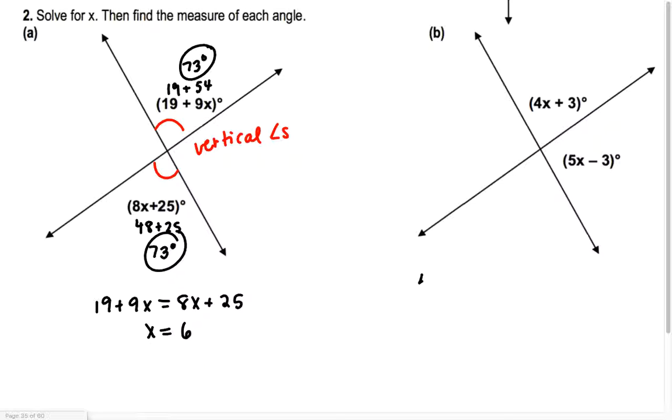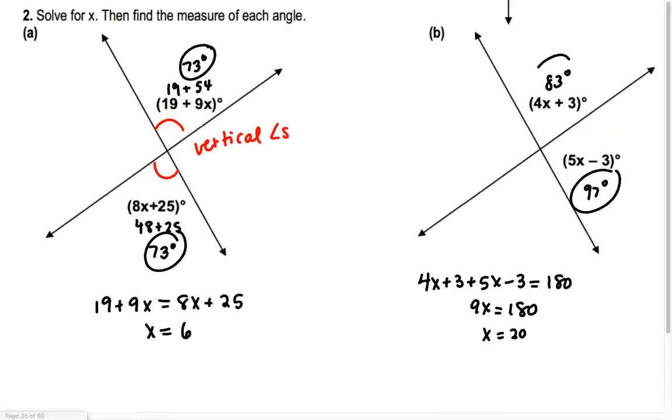All right, same thing here. So 4x plus 3 added to 5x minus 3. So we get 9. Oh, wait, hang on. What should they equal in the end? Yeah, they should equal 180. So we get 9x is equal to 180, so x is equal to 20. Then we go back and plug in. We get 83, and we get 100 minus 3, so 97. Do those add to be 180? Yeah. Does it make sense? Do you guys get it?